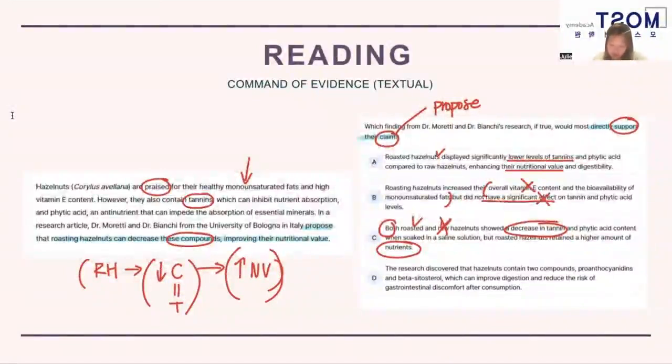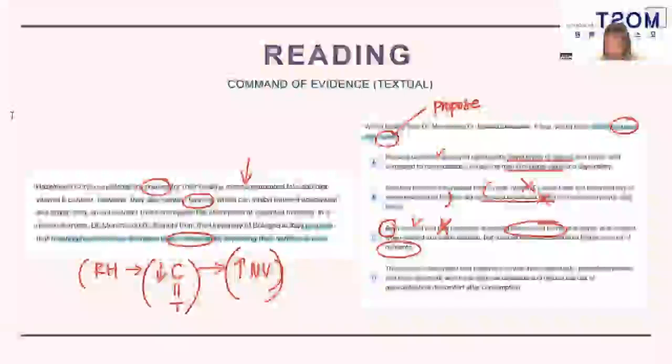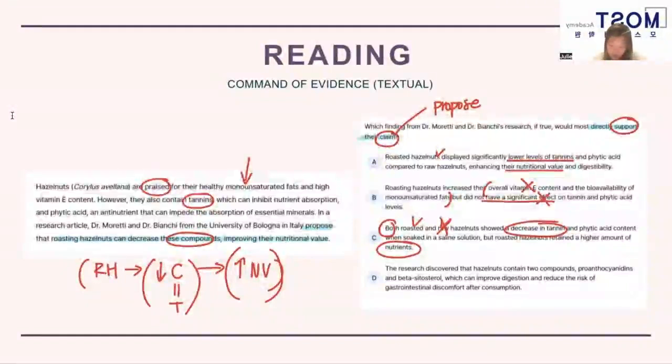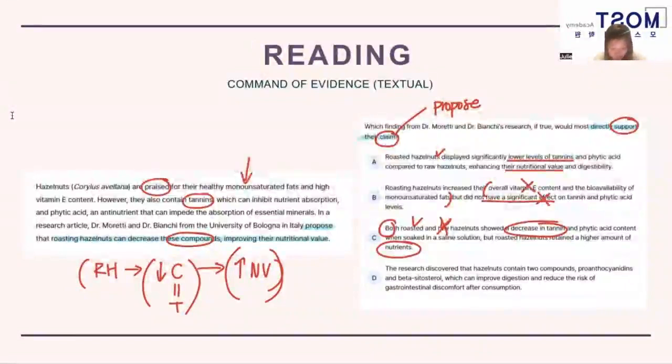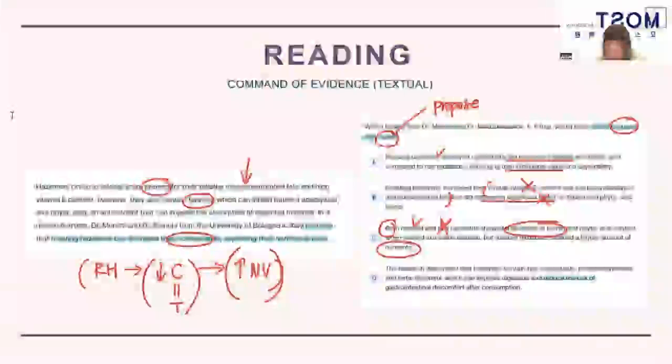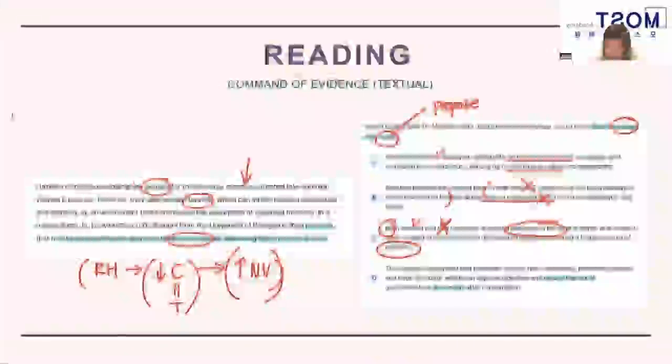Right, and then if we look at D, the research discovered that hazelnuts contain two compounds, proanthocyanidins and beta sitosterol, which can improve digestion and reduce the risk of gastrointestinal discomfort after consumption. Now, here they're bringing in more components, right? It says here that they're reducing the risk of discomfort. So that means also think about if it's two negatives. Then that can turn into a positive.